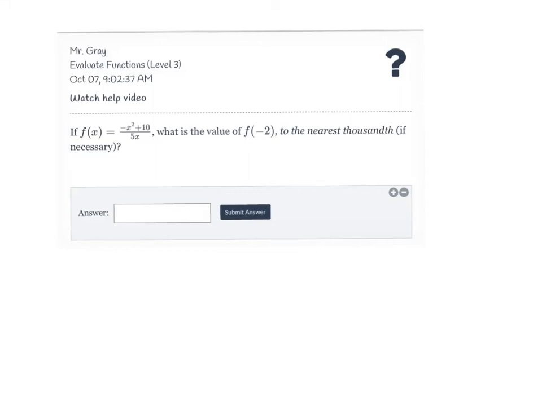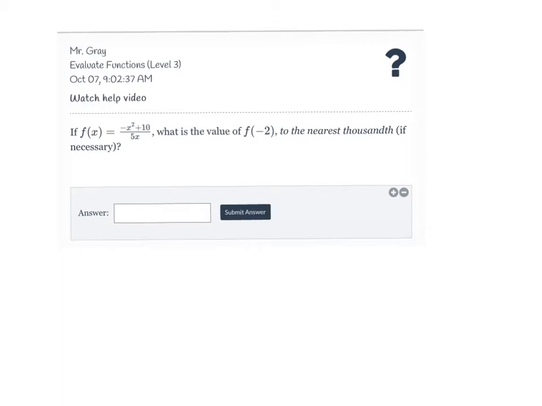Hello mathematicians, in this video we're going to be looking at evaluating piecewise functions. We'll start out with a review on evaluating regular functions, and then we will look at evaluating piecewise functions from a graph and from an equation. So let's see here. I've got an example on the screen where it's asking me to evaluate.